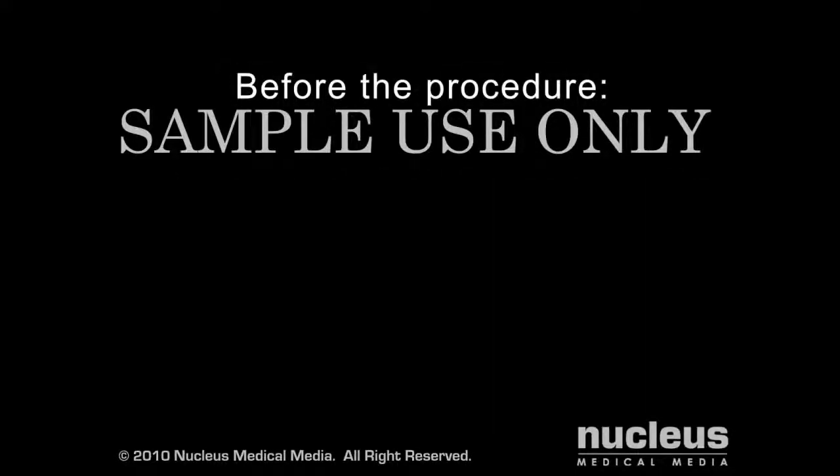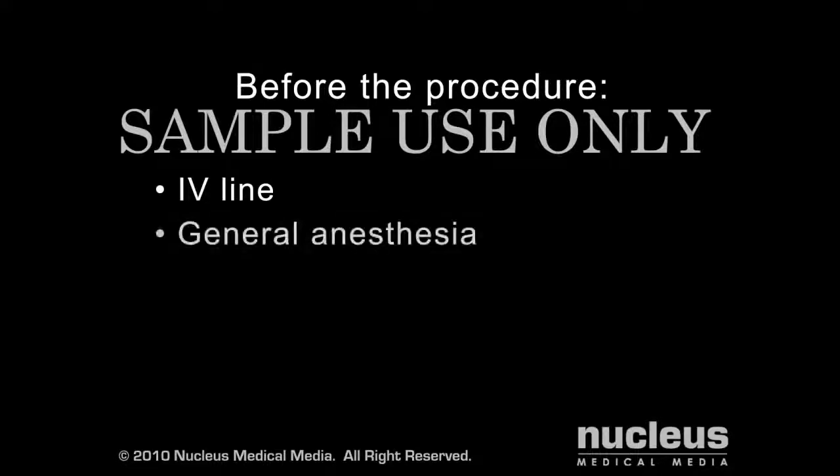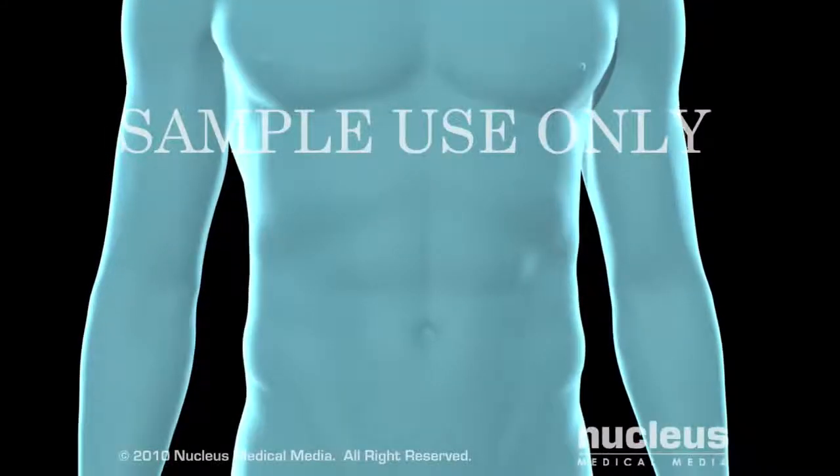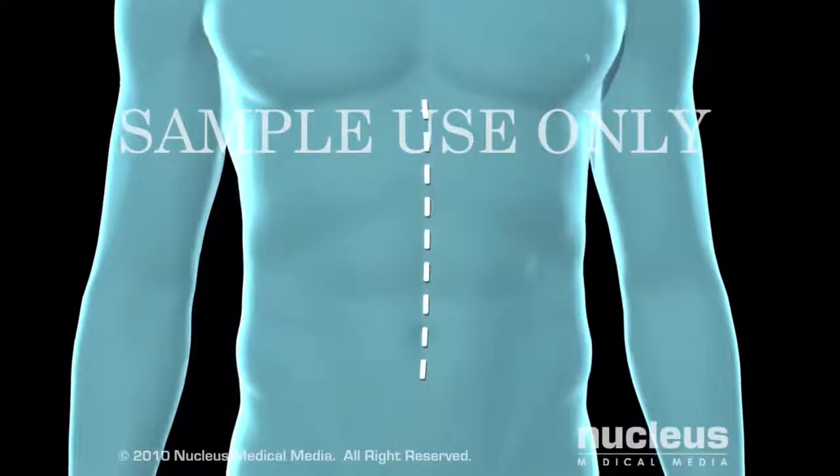Before the open procedure, an IV line will be started to provide you with fluids, antibiotics, and anesthesia. A traditional open surgical repair is performed under general anesthesia, which means you will be asleep for the duration of the procedure. A breathing tube will be inserted through your mouth and into your windpipe to help you breathe during the operation. When you are asleep, a catheter will be inserted into your bladder to drain your urine and monitor your kidney function. Your surgeon will begin by making an incision from the breastbone to below the navel.